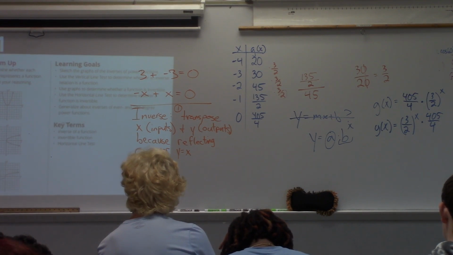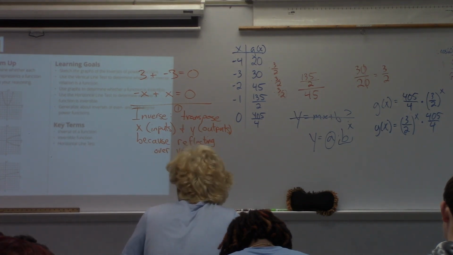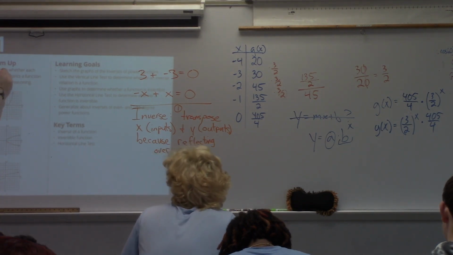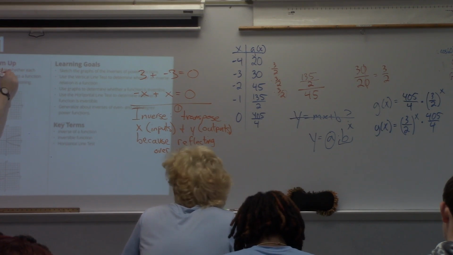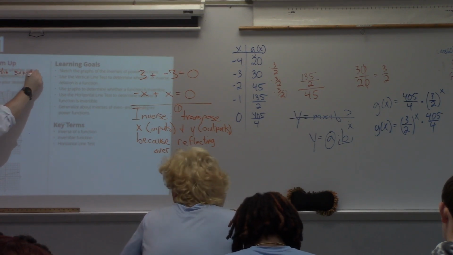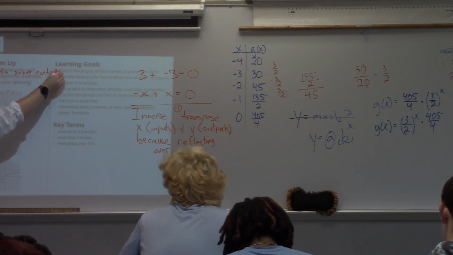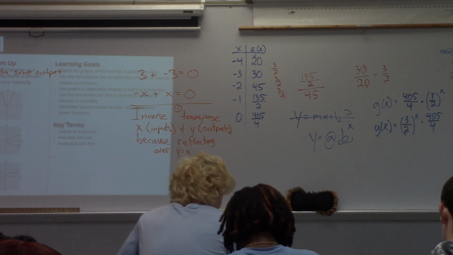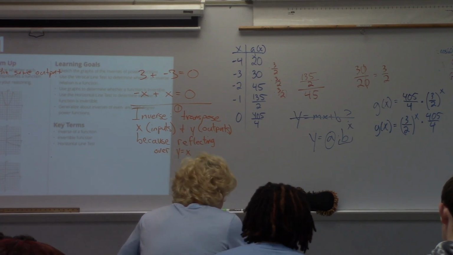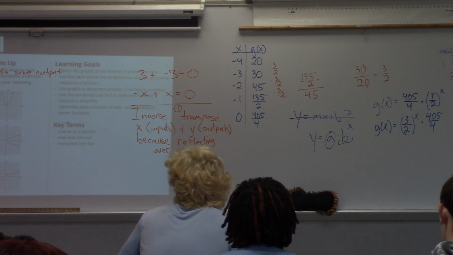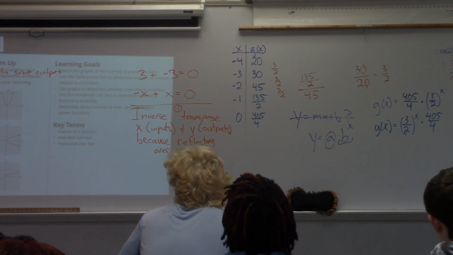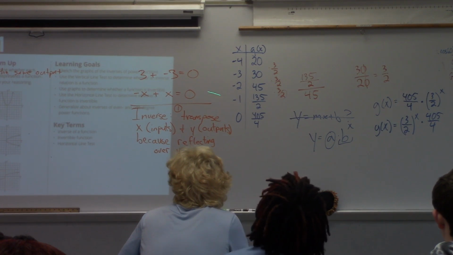So that's 2 inputs with the same output, which is fine for a function. But what happens when I get the inverse relation? What happens when I get the inverse? Come on, inverse. You gotta know this right away.